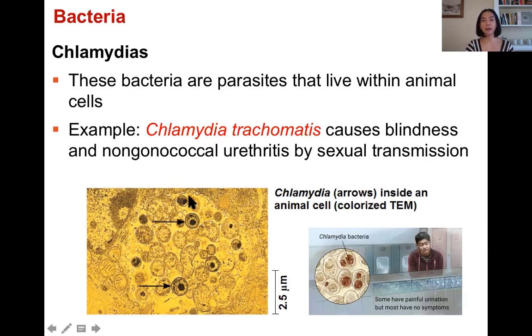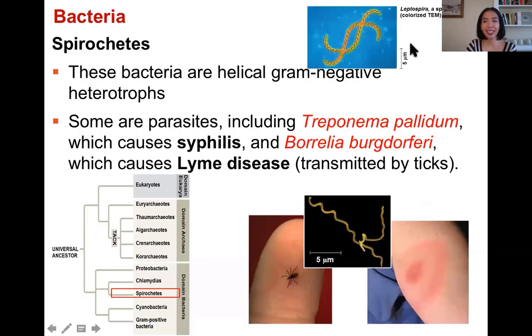Chlamydias is this group of parasitic bacteria that are found in many animals. And we could have Chlamydia trachomatis, which causes blindness and non-gonococcal urethritis by sexual transmission. And it can be very painful if you have chlamydia and you have to urinate or pee. You can have some issues there. Okay, so better to take care of yourself and not meet this guy.